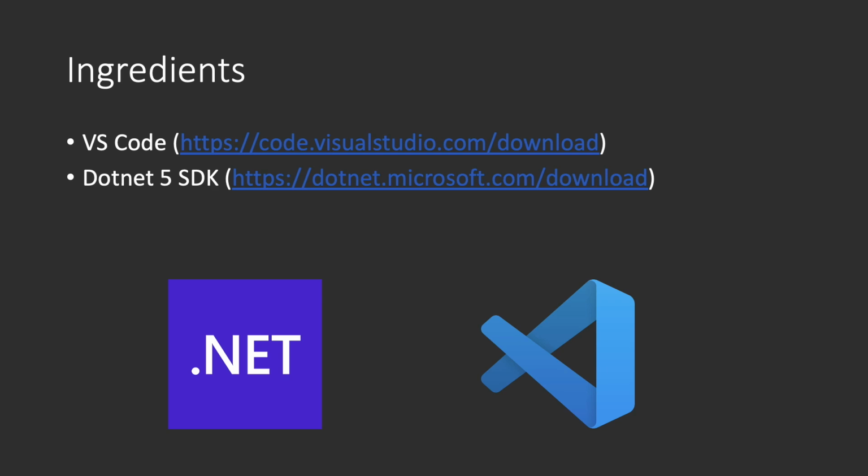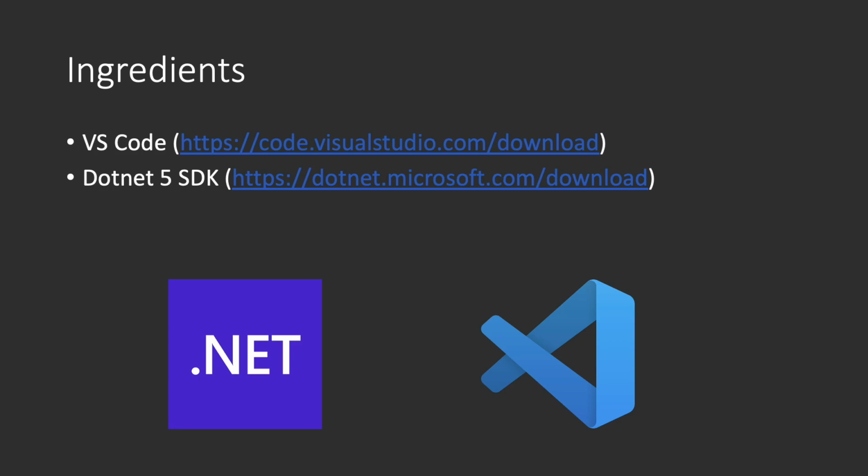So what's the ingredients? We need Visual Studio Code, which is gonna be our code editor. You can find the link for it on the screen here, and I will add it in the description down below, as well as a .NET 5 SDK. You can find the link on the screen, or you can find it in the description down below. The installation process is very simple. All you need to do is download the file and click on the wizard that comes up, and it will be automatically installed.